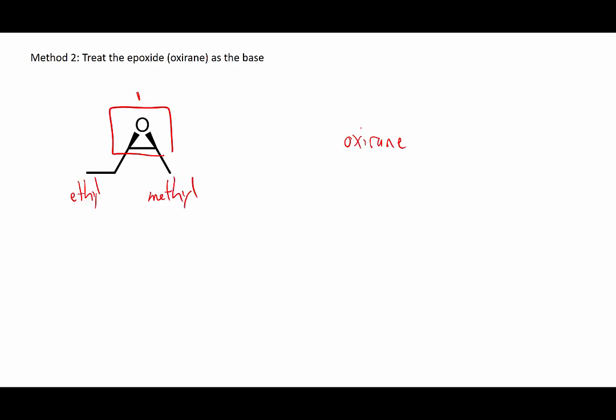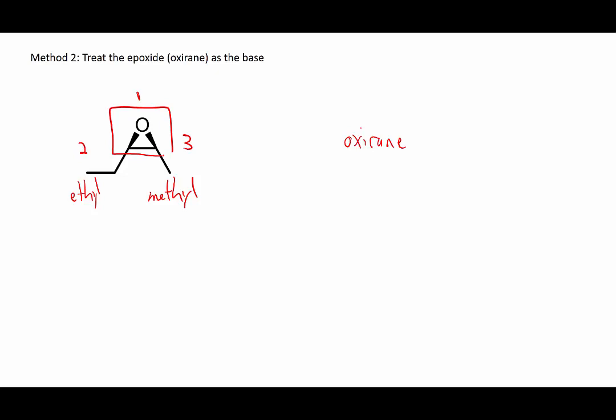The second method of naming an epoxide is to treat the epoxide as a base and call that oxirane. So if we take this original example, we're now saying that this part of the molecule is our base. This is oxirane. The oxygen will be numbered 1, and to figure out if the left side or the right side will be 2 or 3, we take a look at the substituents. This is an ethyl group, and this is a methyl group. So alphabetically, ethyl appears first, so this will be 2, 3.